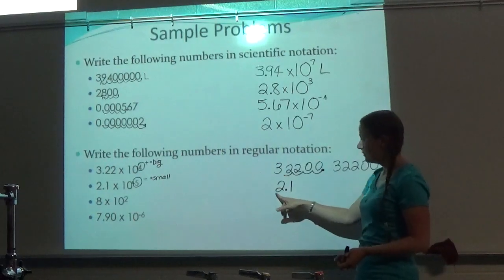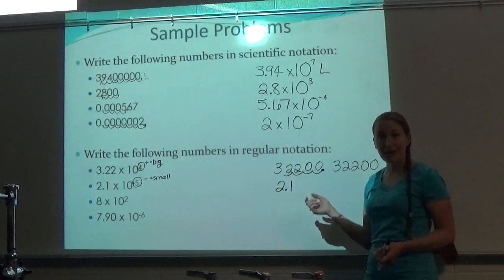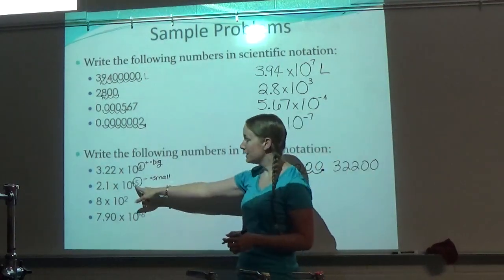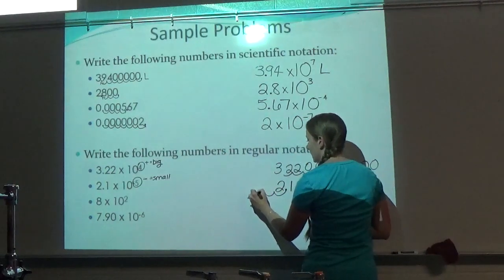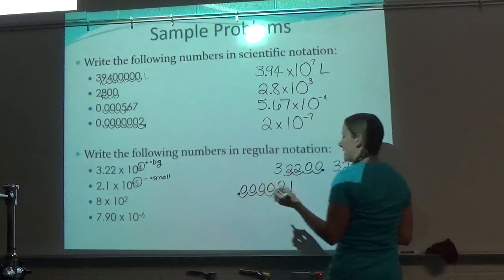So would I want to put zeros in front to make it small, or zeros in back? Well, if I put zeros in back, that's going to make it large. So I want to put my zeros in front. So how many places do I move it? Well, I move it 5. So 1, 2, 3, 4, 5. There's my new decimal. I fill in my zeros.